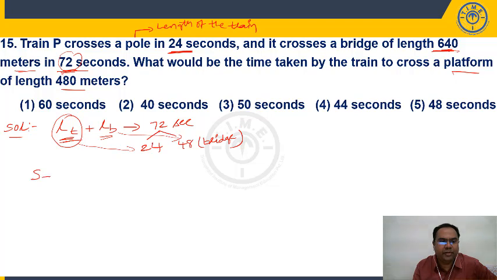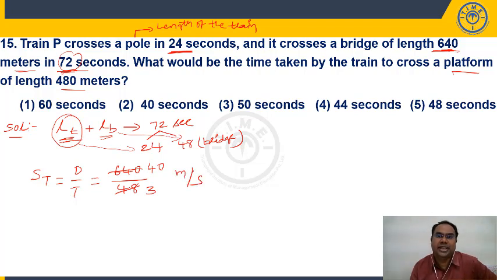We can find out the speed of the train now. Speed is equal to distance by time. So the 640 meter bridge, it is crossing in how many seconds? 48 seconds. 16, 40, 16 threes. So 40 by 3 meters per second is the speed of the train. What is the time taken by the train to cross a platform of 480 meters long? So time taken to cross the platform, time is equal to distance by speed.